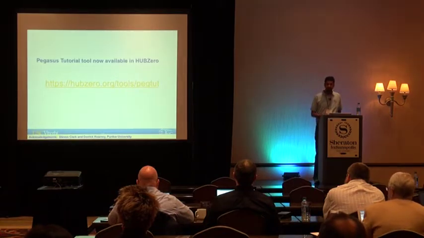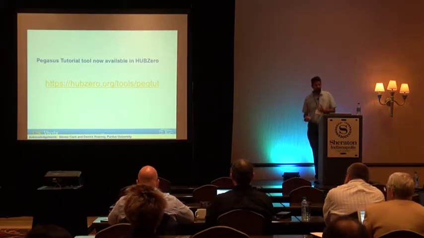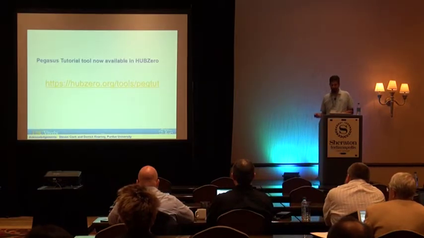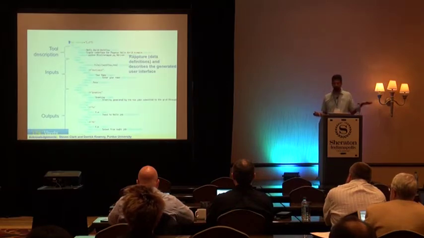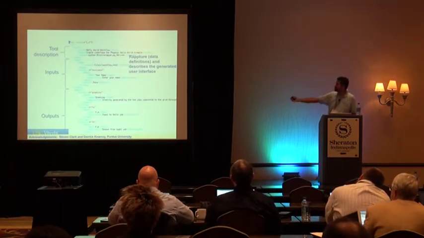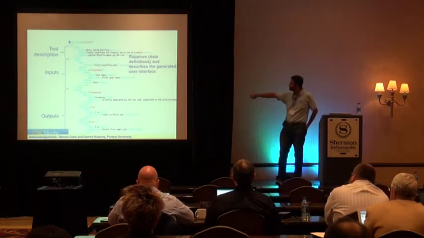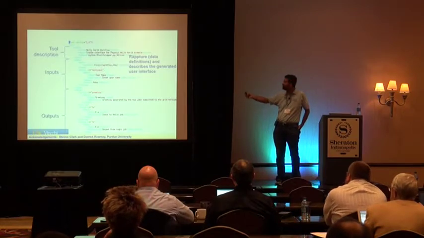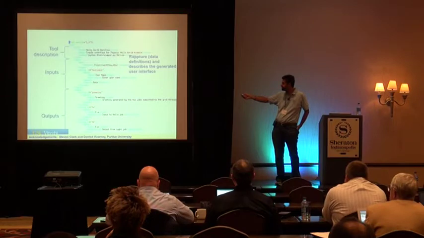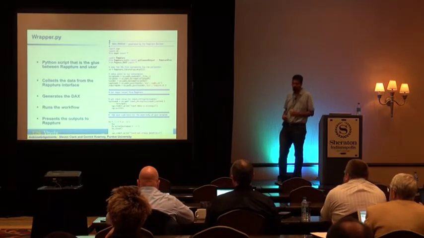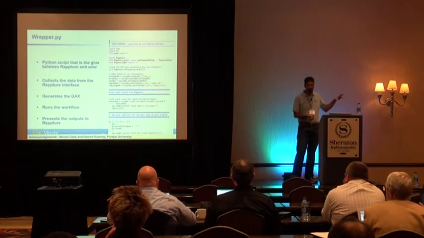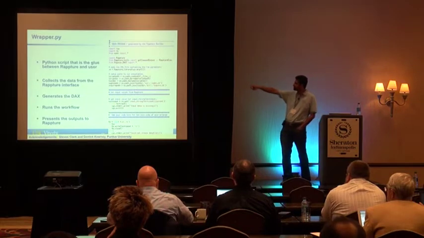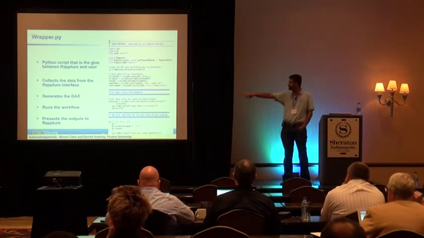So to highlight how you can use Pegasus through Submit, we do have a Pegasus tutorial tool available in HUBzero called PegTool. It's a very simple two-node workflow, which I described earlier, where this is a Rapture definition, which users use to define the inputs and specify the tools that are being used. Then there's this wrapper.py, which your Rapture generated tool calls out to. So this Python script is the glue between the Rapture interface and user.